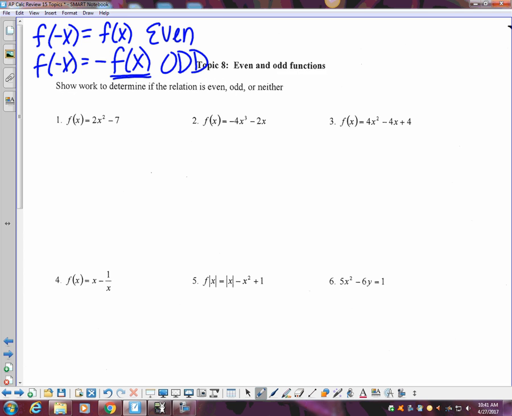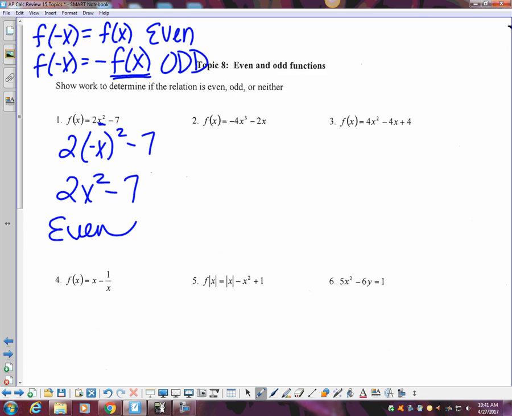Okay, so look at number 1. Take a negative and shove it in everywhere you see an x. What's going to happen? It's going to eat it. Because I'm shoving it into an x squared. So the x squared is going to eat it. So when I do this, I get this, which is the original function, which means he's what? He's even, because it ate it.